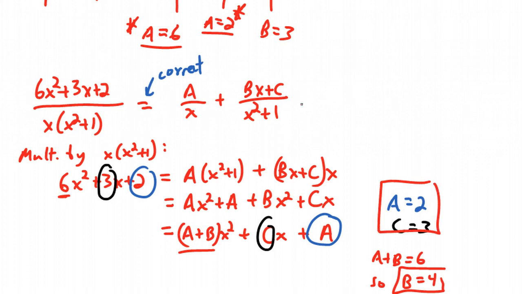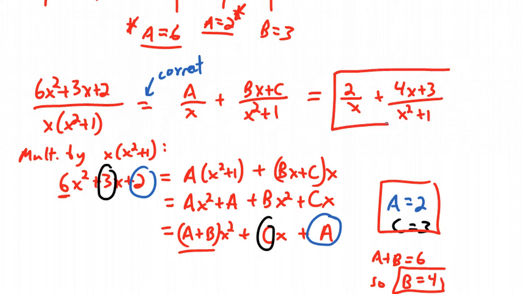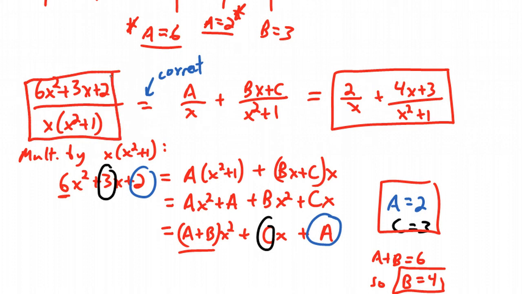So in fact, what we can say is that this original expression was equal to a over x, but that would be 2 over x, plus bx plus c, that would be 4x plus 3, because b was 4 and c was 3, over x squared plus 1. And it turns out this is the partial fraction decomposition of this. Okay, we began with a rational expression, a rational function, and we broke it up into its partial fractions.